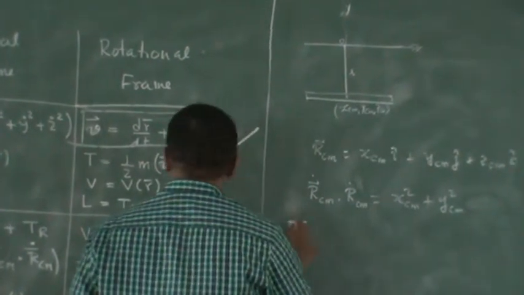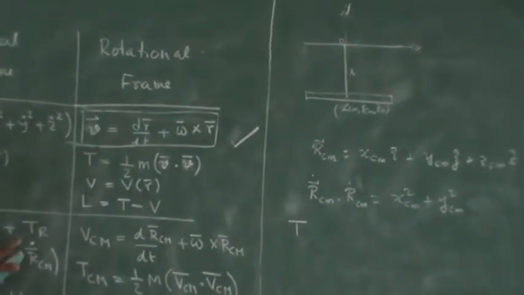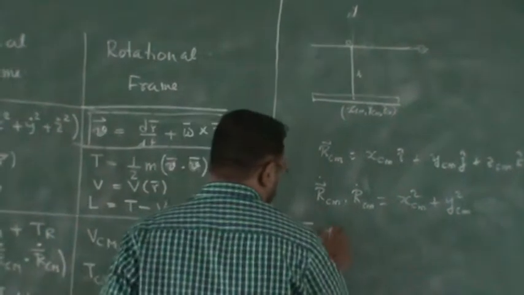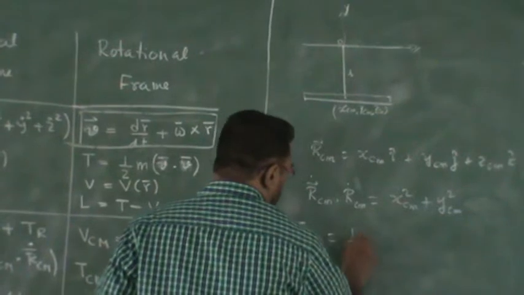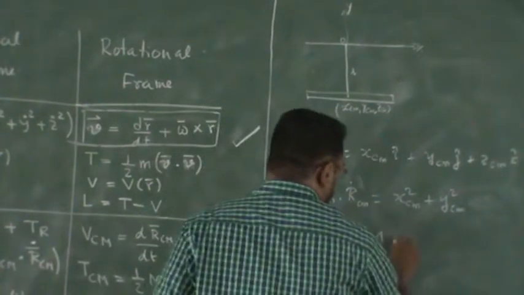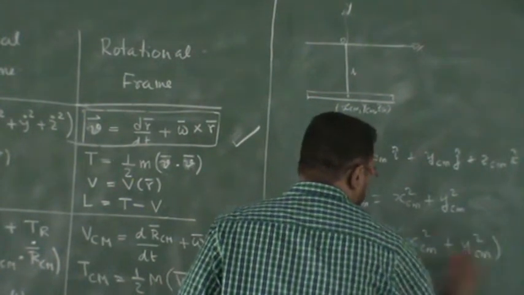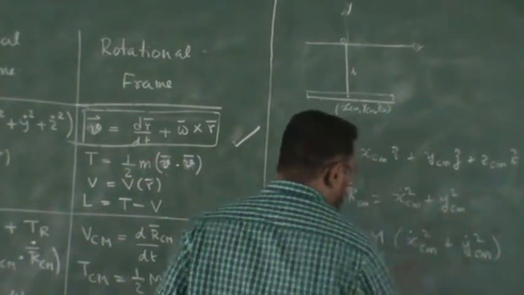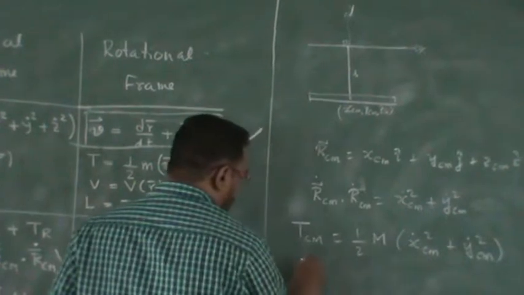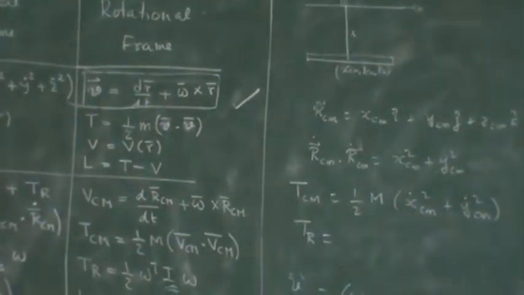Now the kinetic energy of this system is the kinetic energy of the center of mass plus the kinetic energy about the center of mass. The kinetic energy of the center of mass is half capital M, that is the total mass of the system, times xcm dot square plus ycm dot square. Sorry, there is a dot here, kinetic energy. Next is the rotation about the center of mass.